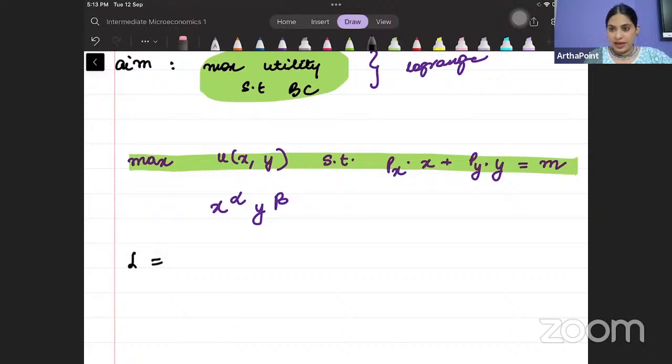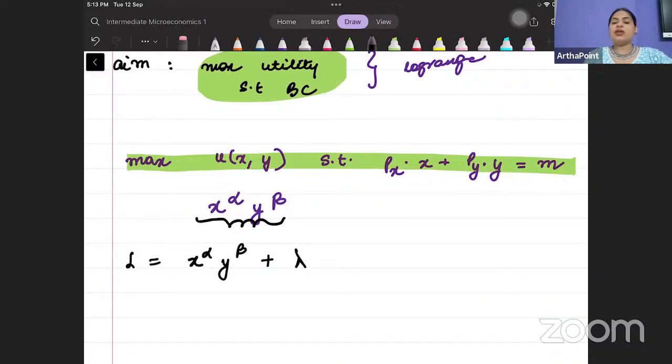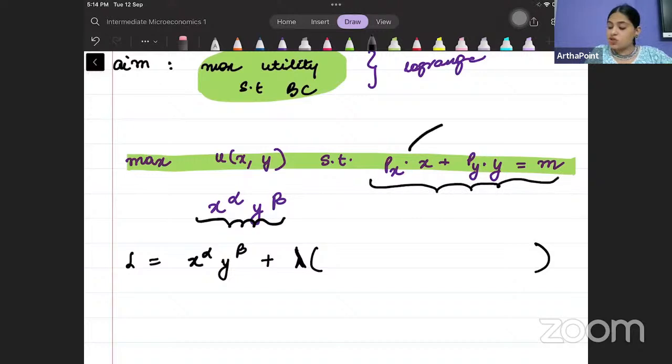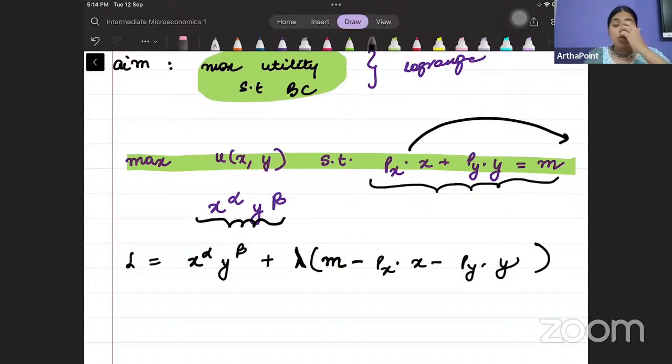See how I'm forming Lagrange? In order to form Lagrange, you go ahead and write your objective function, x to the power alpha, y to the power beta, plus you will put something called a Lagrange multiplier. एक Lagrange multiplier लगाओगे, and in the brackets, beta, you write your constraint by bringing your constraint on the right hand side. तो कैसे हो जाएगा? It will be m minus px into x minus py into y. This is how we formulate the Lagrange.